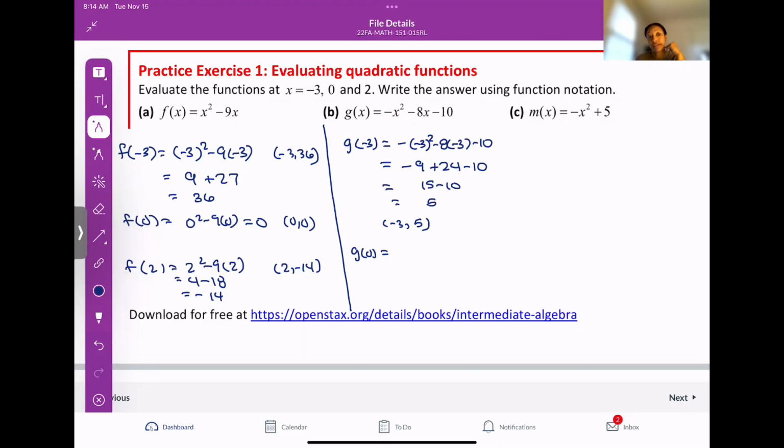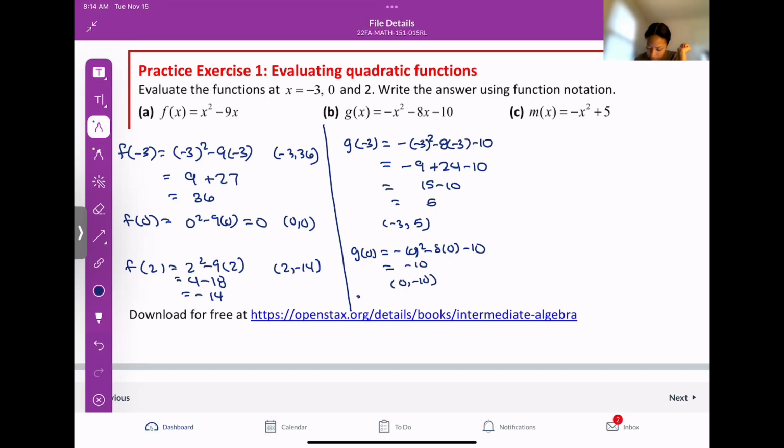So the first one we looked at, and we'll talk about this more in the next section, f had a y-intercept at 0, 0. And now g is going to have a y-intercept at negative 0 squared, that's just 0, minus 8 times 0, which is 0, minus 10. So those first two terms are 0, and then we get negative 10. The y-intercept here is 0, negative 10.